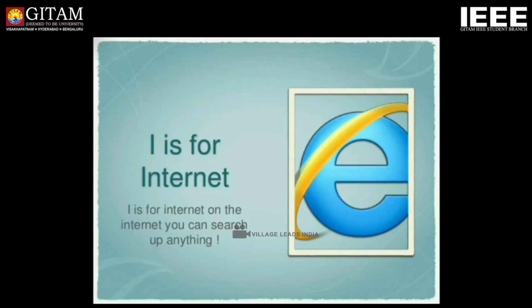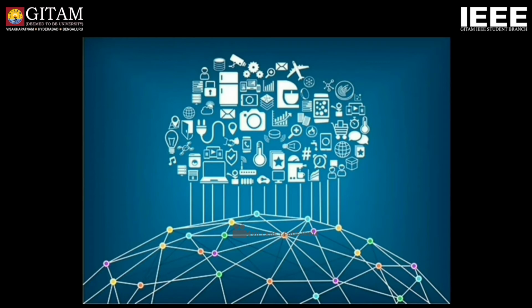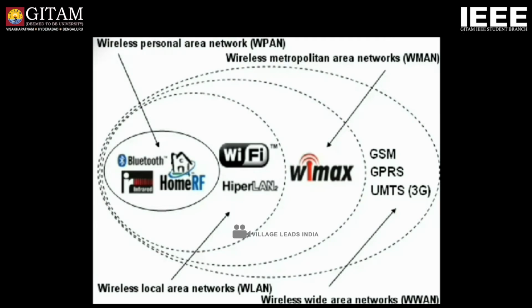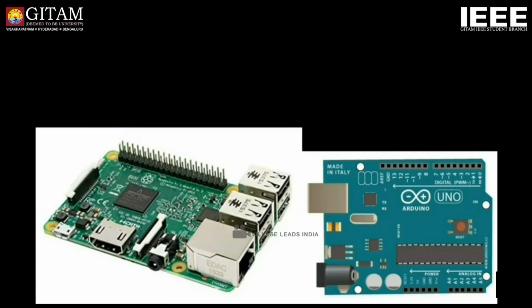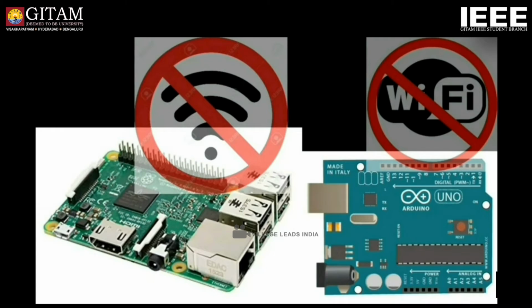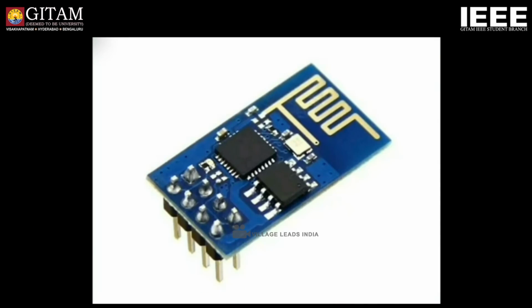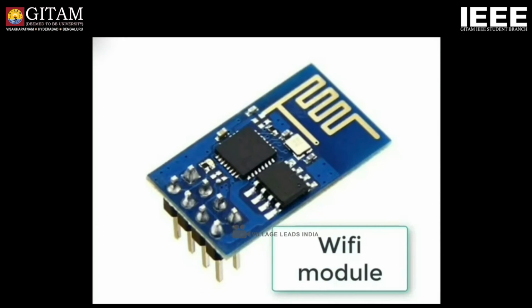The development board needs to be connected to the internet, and the best way to connect it to the internet is Wi-Fi. However, Arduino and Raspberry Pi do not have built-in Wi-Fi support. So the developers have to add an external Wi-Fi module or a cellular module to the board. And again, the programmer has to write code to access this module.